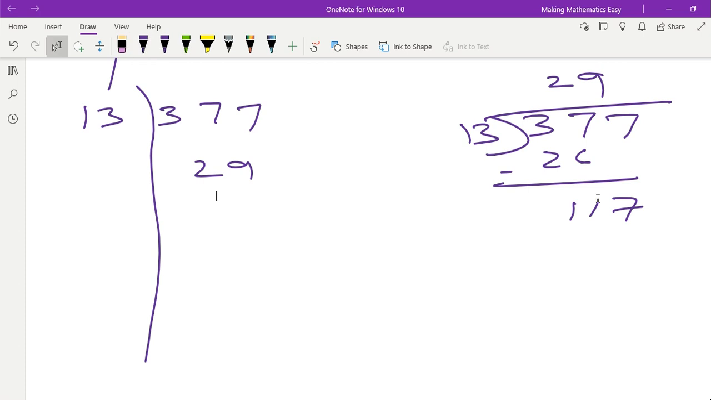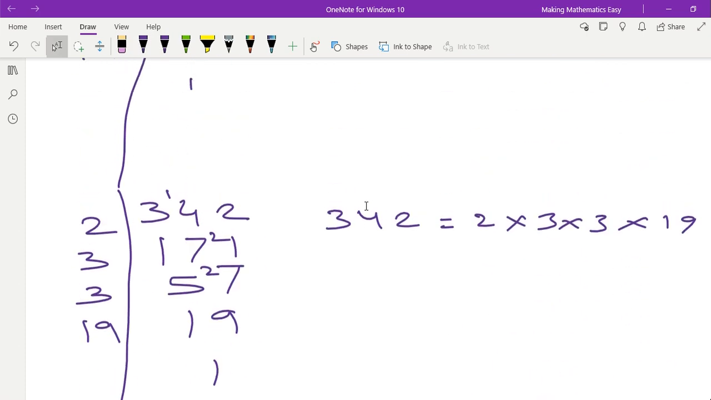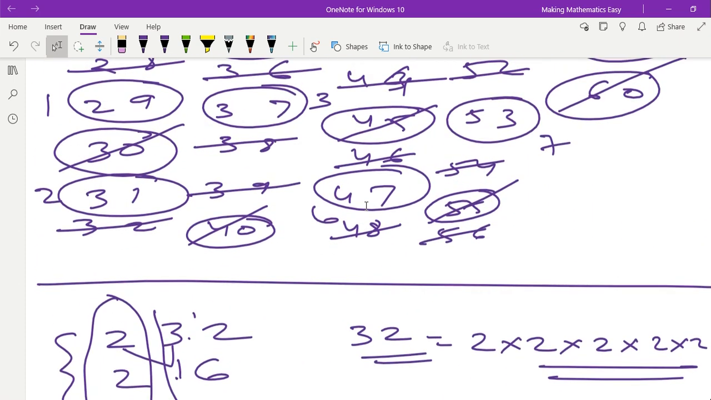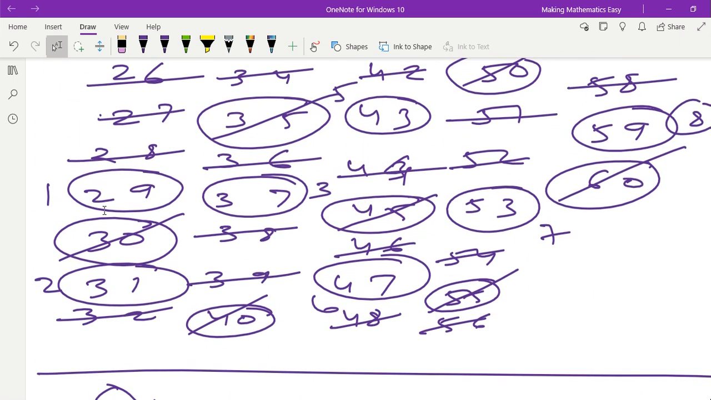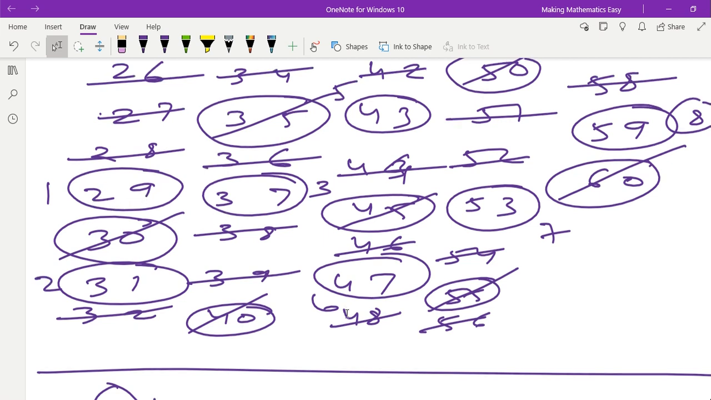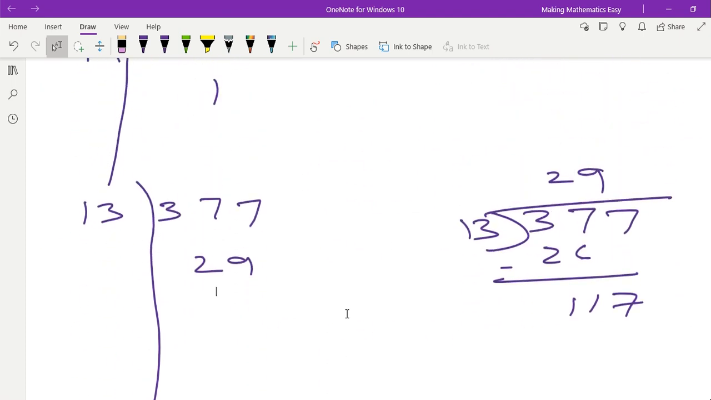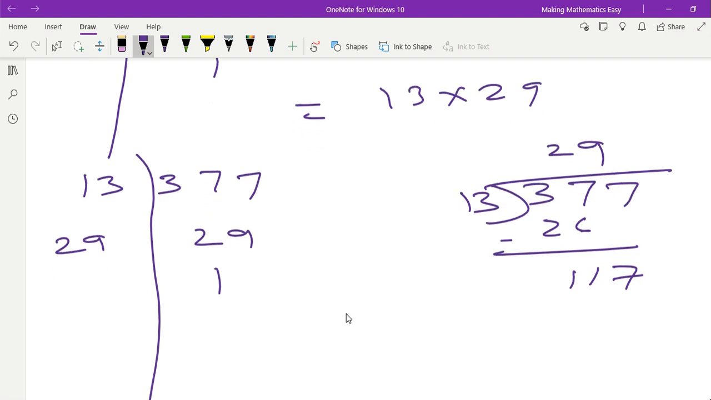And as we saw in our previous lecture, which is over here, that 29 is a prime number. If you have not seen the first video lecture, you can go and check it. How did we find this? Okay. So that will be 29 into 1. So the factor of 377 will be 13 into 29.